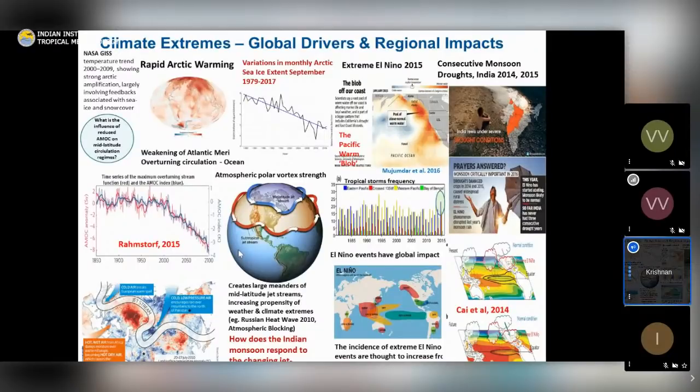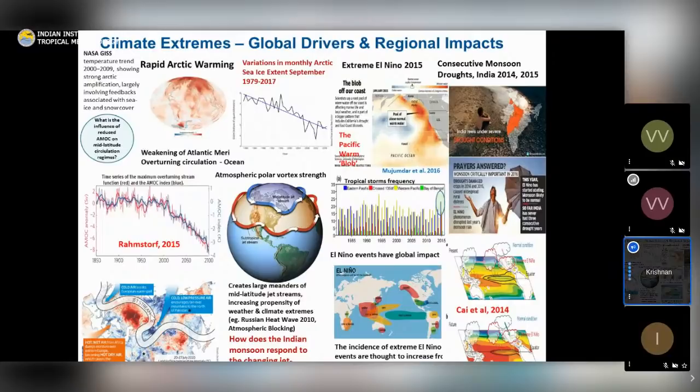And due to these rapid changes in warming in the Arctic polar region, the temperature gradient between the mid-latitude and Arctic has weakened, and so the jet stream has weakened and started meandering. Due to the meanders of the jet stream, it can introduce major extremes in the mid-latitude region, it can introduce blocking. For example, the Russian heat wave in 2010 has been linked to this effect.